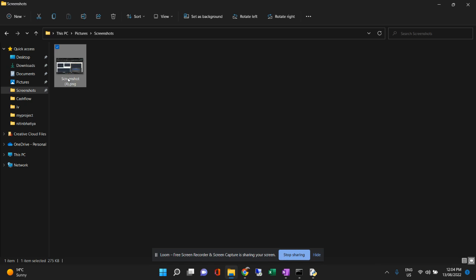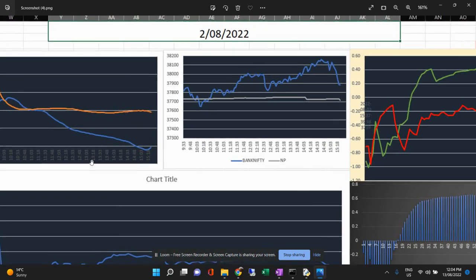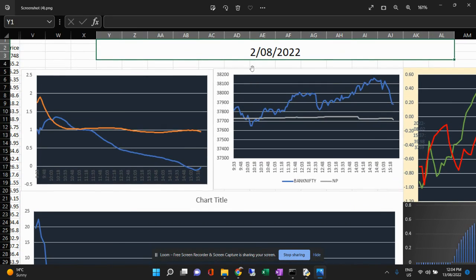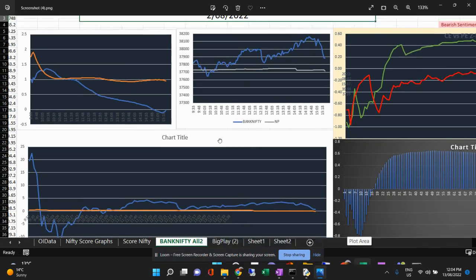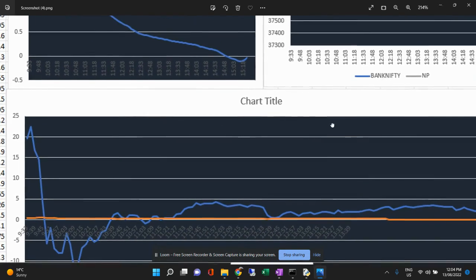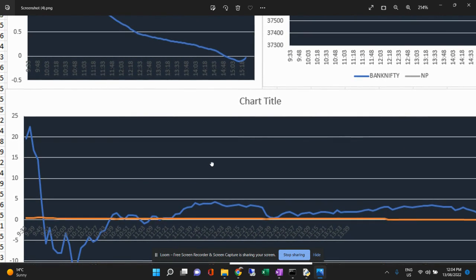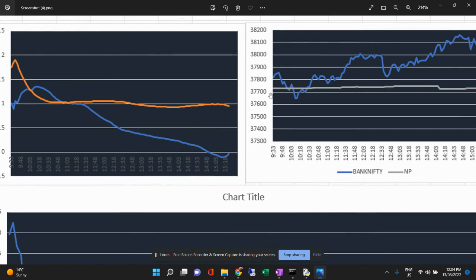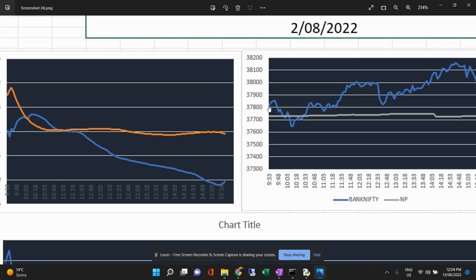I have a screenshot from a past day, 2nd August 2022. This chart is the positive and negative Z index chart. This is the Bank Nifty and neutral point chart, and down here is the rate of change of Bank Nifty and neutral point. Over here we can see that the market opened with a gap high, and the positive money flow was decreasing very quickly, which made the market fall as well.